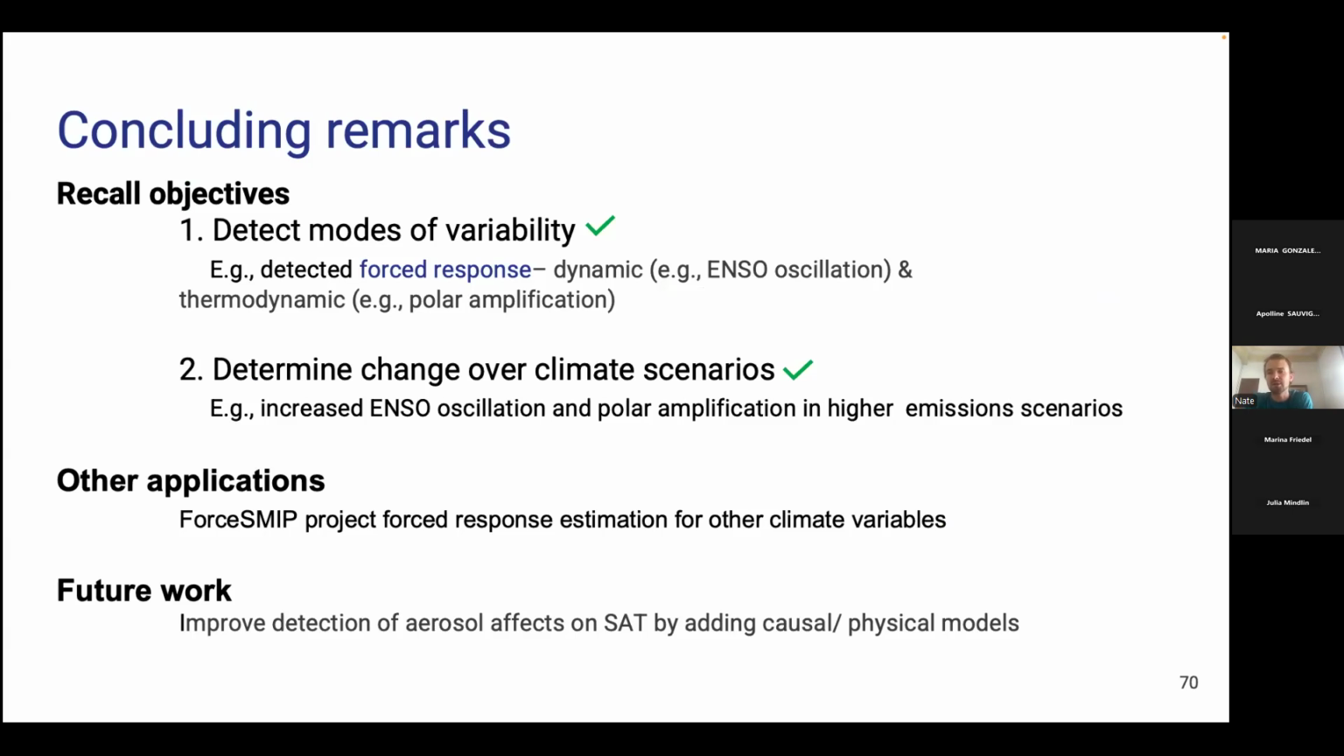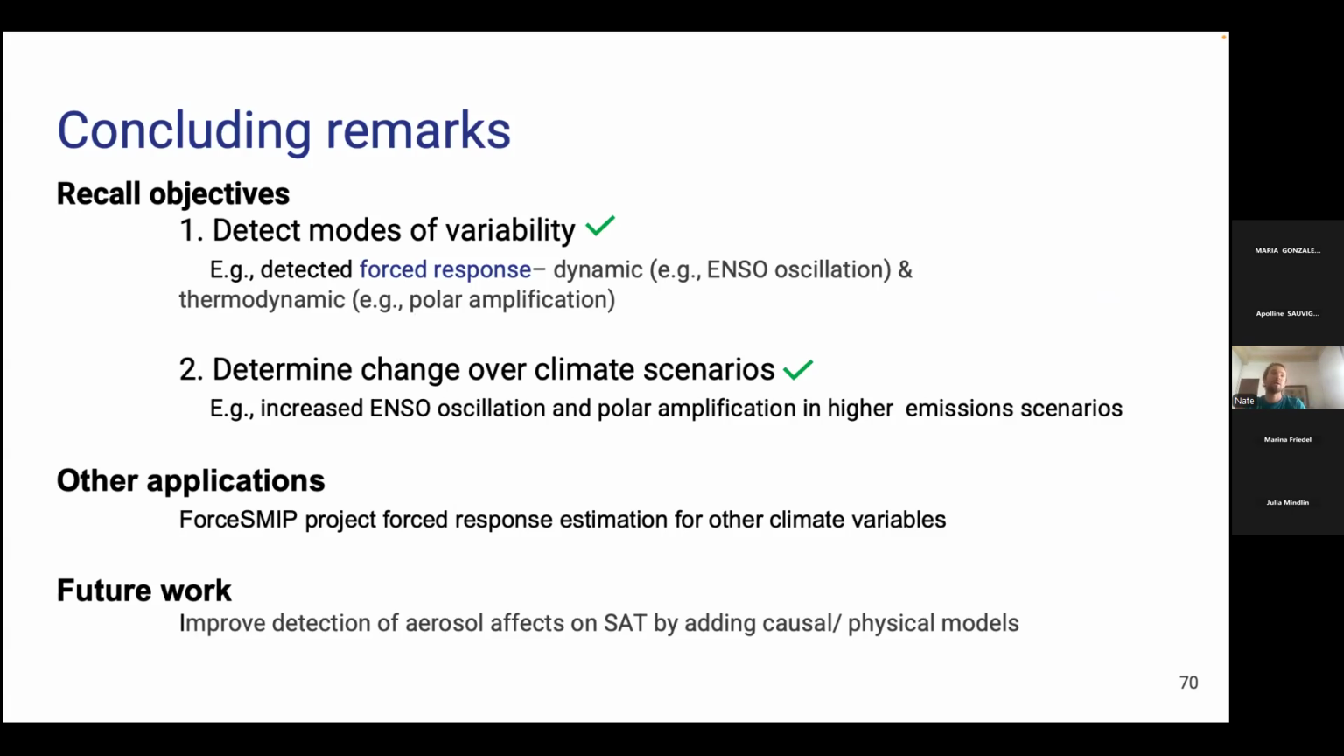We saw that the ENSO mode oscillated higher in higher scenarios, with a higher frequency of oscillation in higher scenarios. And we also saw parts of the thermodynamic forced response, such as the polar amplification in the emissions contribution. We also determined the change of some of these modes across different climate scenarios. We saw, like I said, increased ENSO oscillation and increased polar amplification in higher emission scenarios, among other things.